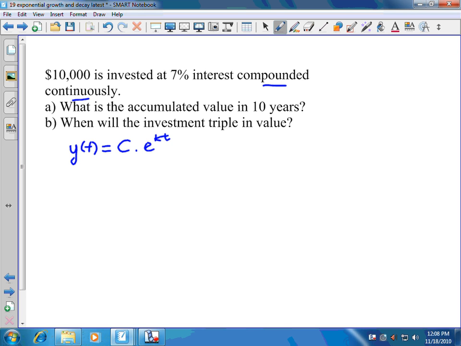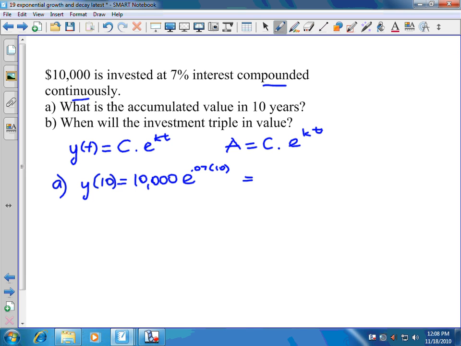And typically in this section, you can call y of t also the capital letter A. You can also write it like this: accumulated amount, or the amount present at any given time t, equals the initial amount times e to the kt. To answer part A, we want to find the accumulated value in 10 years. So use either of the notations. I'm going to use the first one. Accumulated value at 10 years equals constant, which is the initial amount, $10,000, times e to the kt. k is your growth rate, 0.07. t is the time, which is 10.